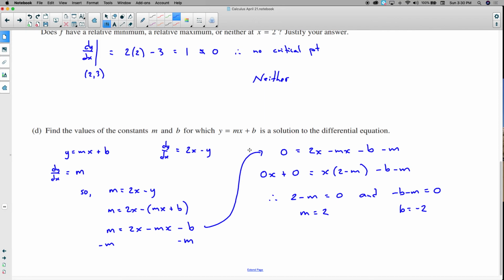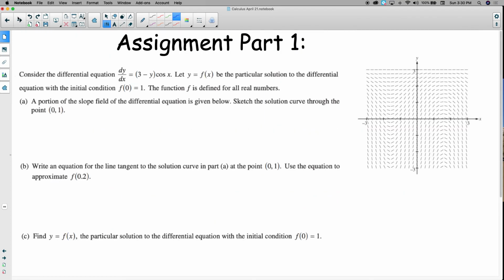Okay, and the homework. So there's one problem that I want you to do, and here it is. So assignment part 1 is in front of you, and I will see you in the Google Meets.